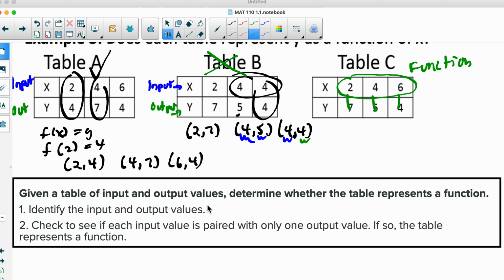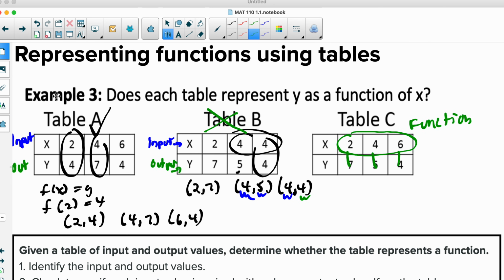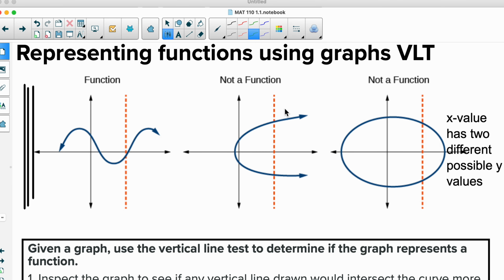So we want to identify inputs and outputs. We want to make sure that each input is paired with exactly one output to see if it is a function. There is kind of a shortcut, which some of you might be familiar with. If we have a graphical representation of a relationship, we can tell if it's a function by using what we call the VLT, or the vertical line test. That's what VLT stands for, vertical line test.